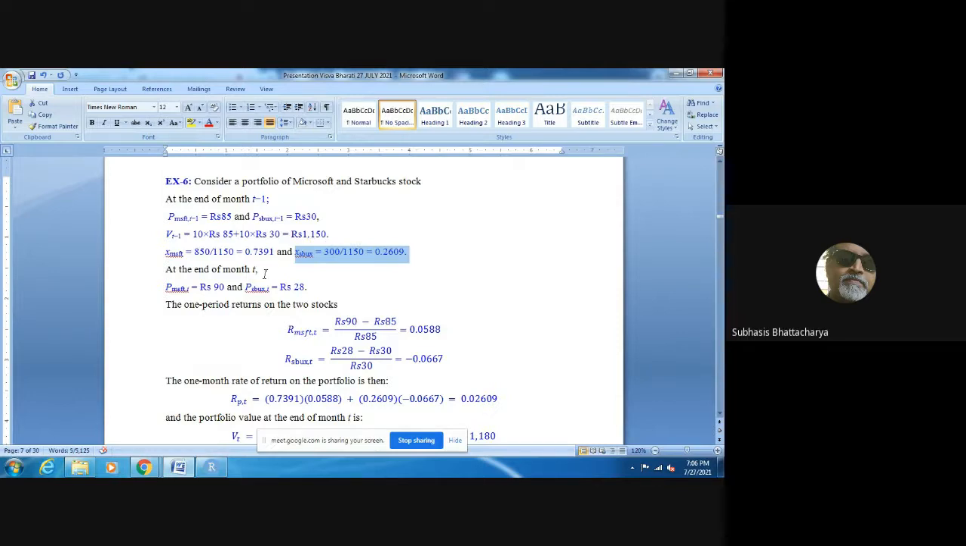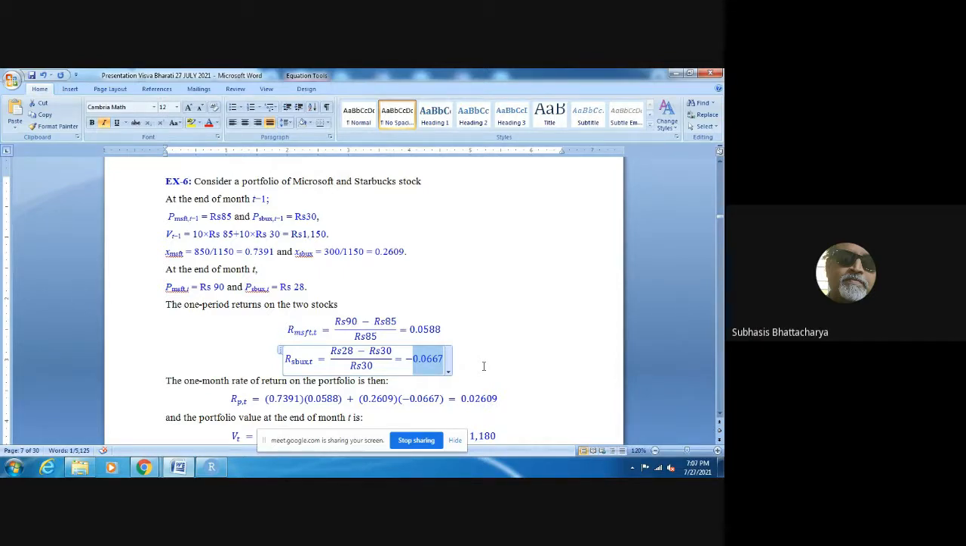So at the end of the month T, that means one period, you get the prices of the Microsoft and Starbucks like this, 90 and 28. So what is the return? Just as you estimated earlier, that is 90 minus 85 by 85, that is 5.88% return in case of Microsoft, and in case of Starbucks, it is a loss, that is minus 6.67%.